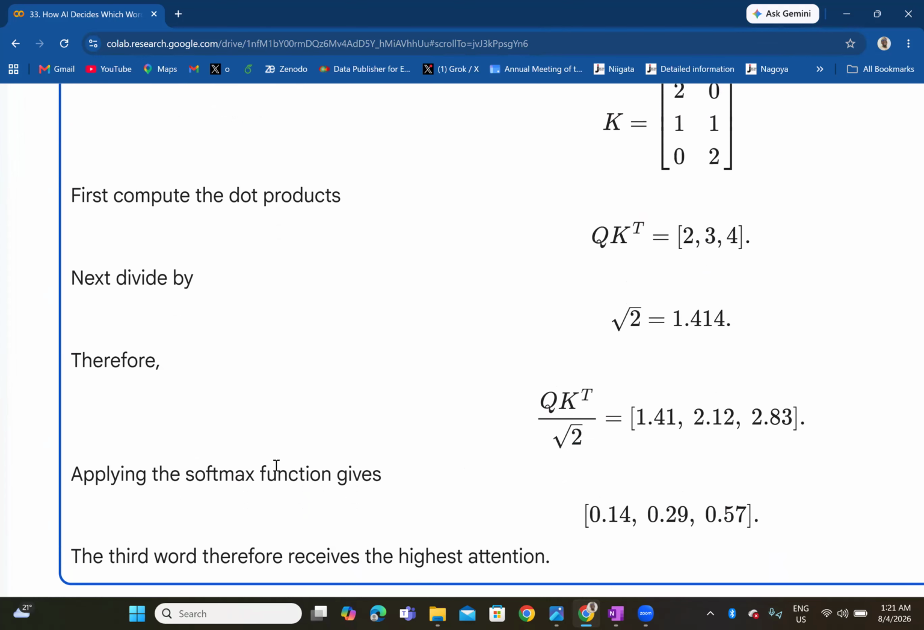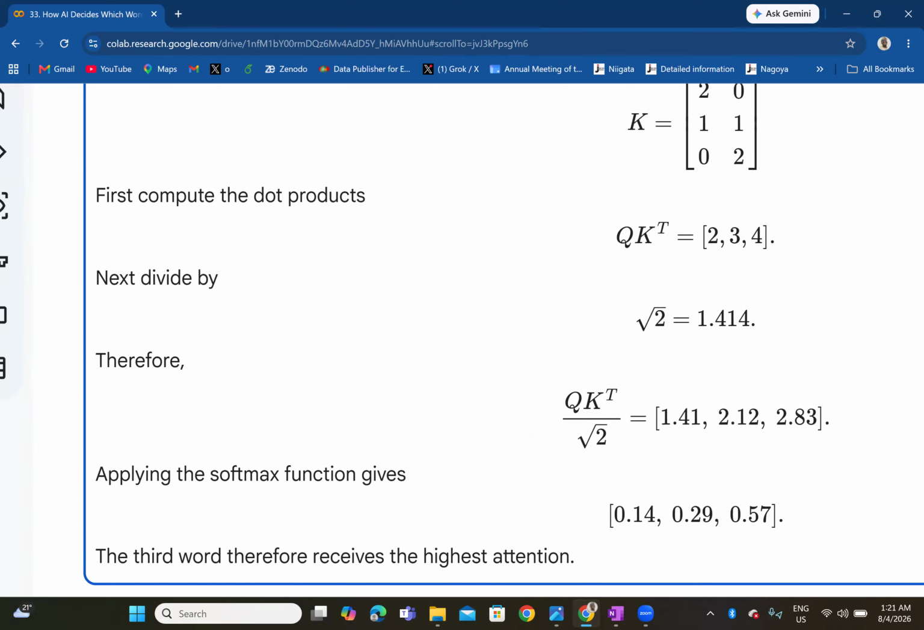And then applying the softmax function gives us 0.14, 0.29, and 0.57. That means you have e raised to the power 1.414, e raised to the power 2.12, e raised to the power 2.83. And then you take e raised to the power 1.414 all over the sum of all the exponents. So applying the softmax function gives us 0.14, 0.29, and 0.57. That tells us that the third word in the key receives the highest attention.